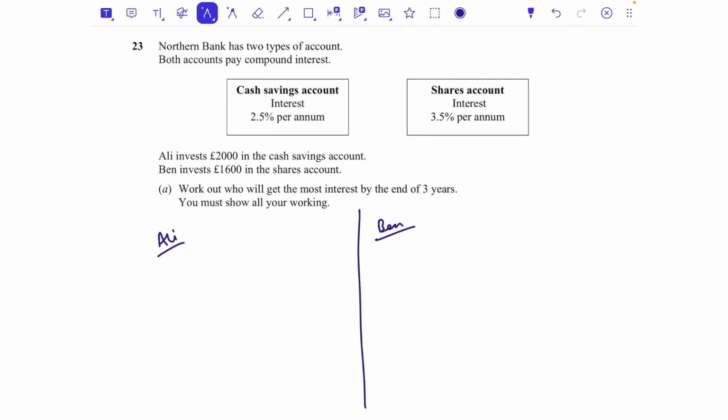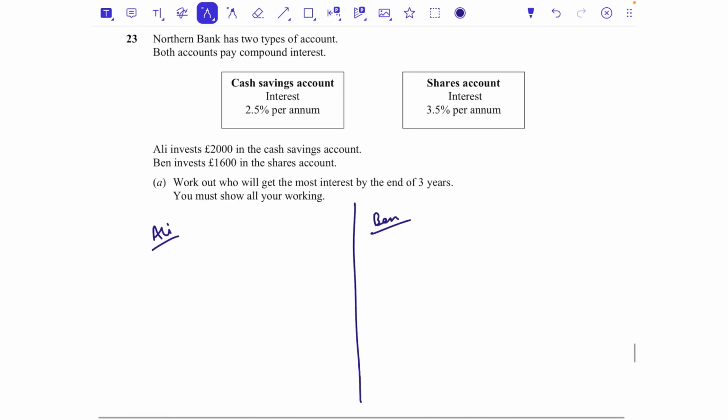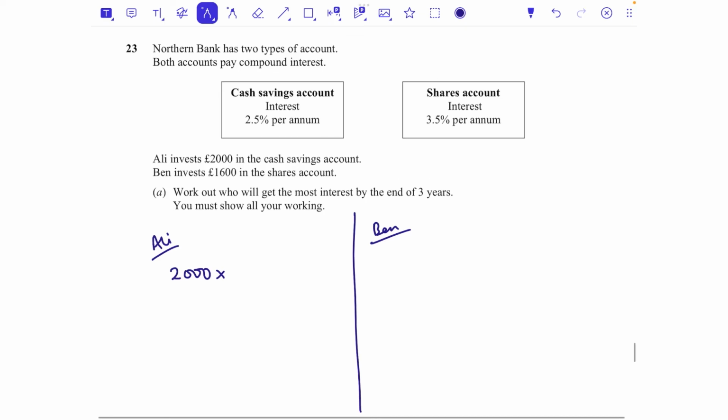Now for compound interest, that means after every year, you're going to get a little bit of extra interest because you're going to get interest on the interest you've already earned the year before. So for Ali, we're going to do £2,000 and we're going to times that by, now, £2,000 is her 100% investment and we're getting an extra 2.5%. So that is 102.5%. To write that as a decimal, that would be 1.025. So we times by 1.025 and we raise that to the power of the number of years, which is 3.